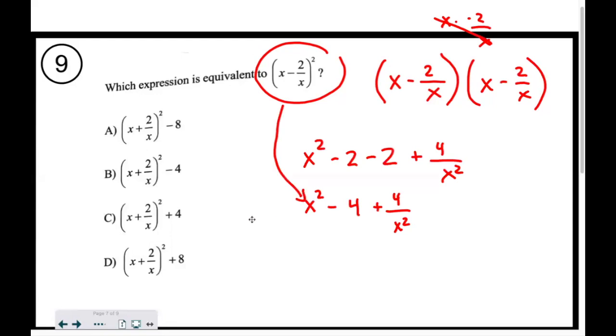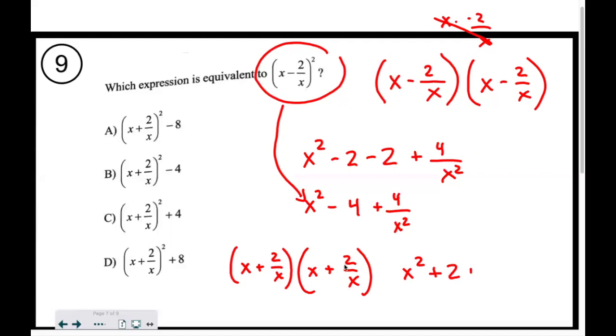Then notice that every answer has this in it. So I'm going to just figure out what that is. So x plus 2 over x times x plus 2 over x. And again, do FOIL. So x times x is x squared. x times 2 over x, that's positive 2. And 2 over x times x, that's another positive 2. And then 2 over x times 2 over x is 4 over x squared. And finally, I get x squared plus 4 plus 4 over x squared.